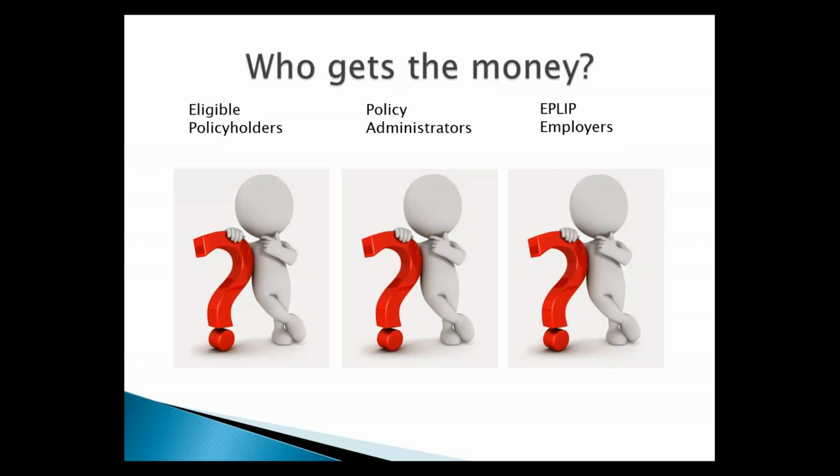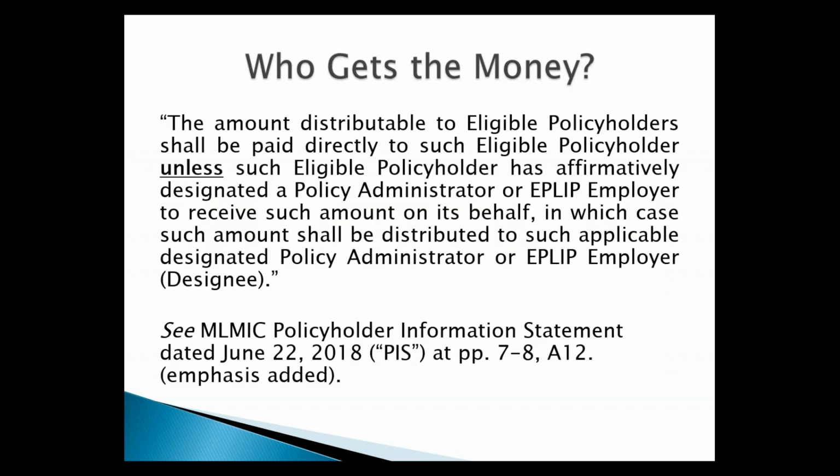According to the policyholder information statement, MLMIC's default position is to pay the cash consideration directly to each named eligible policyholder. An eligible policyholder is the person identified on the declarations page of a particular policy. However, if the eligible policyholder designates a named policy administrator or EPLIP employer, also named on the declarations page of a particular policy, to receive the distribution, it will go to those designees instead. Here's MLMIC's official statement on the issue from its policyholder information statement. I won't read the whole thing, but it's pretty much exactly what I just said.